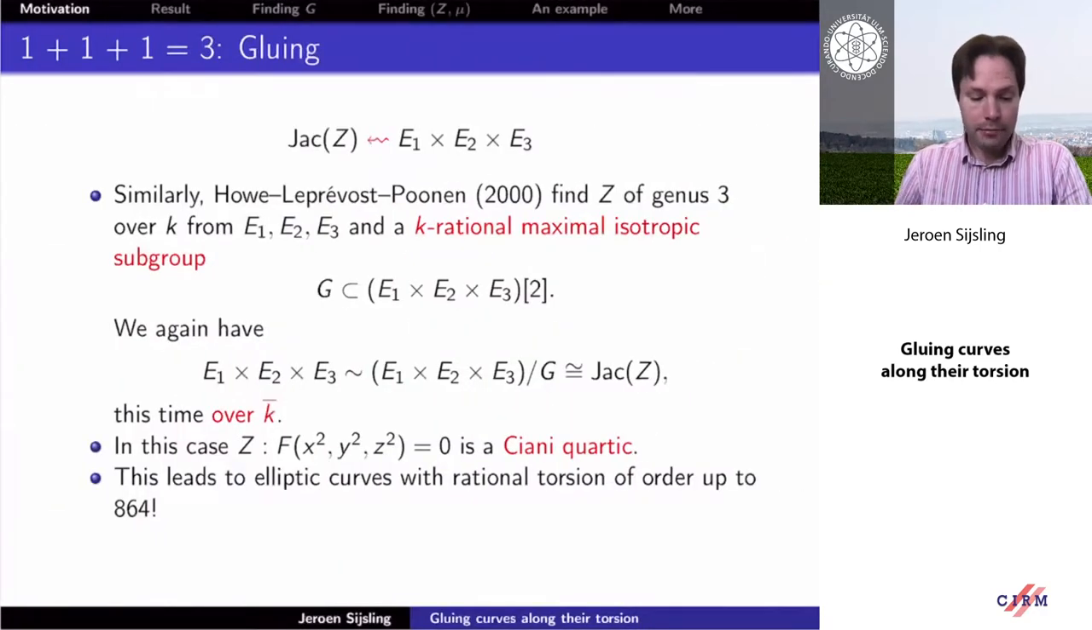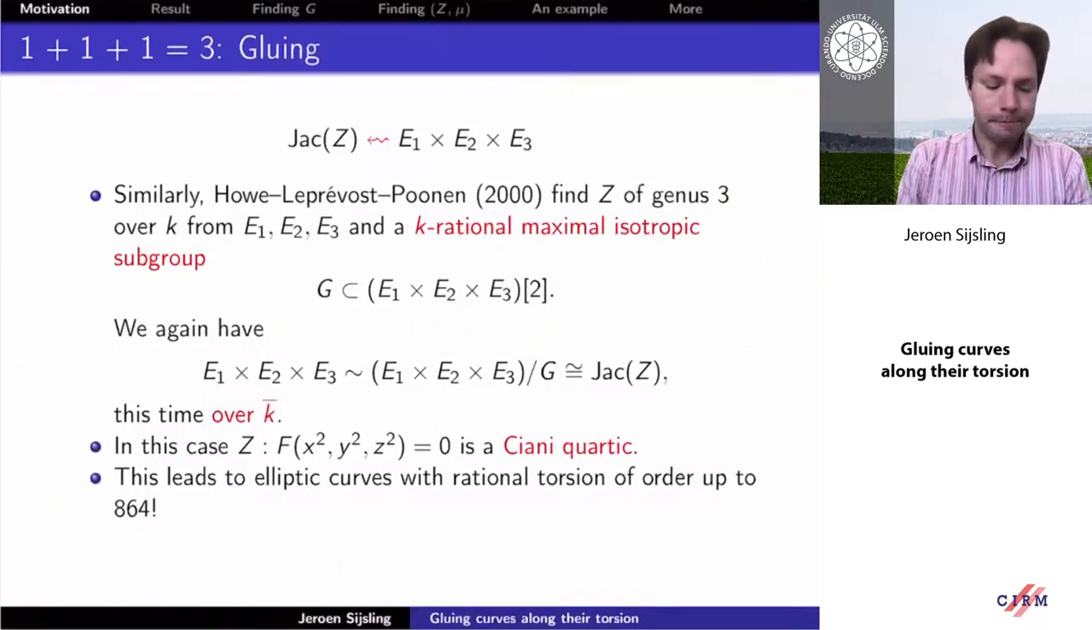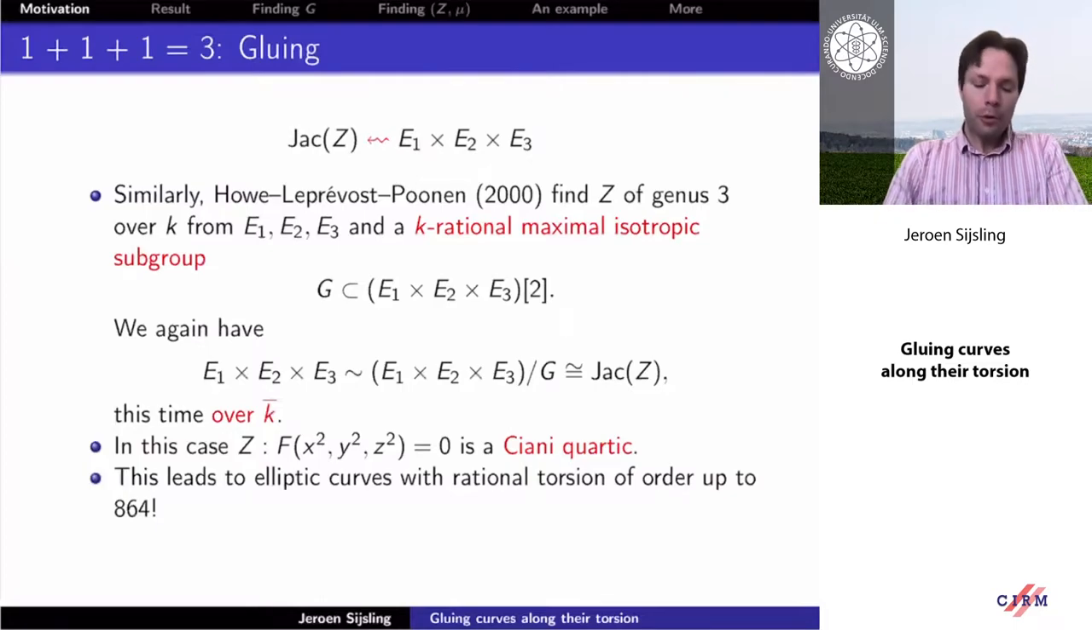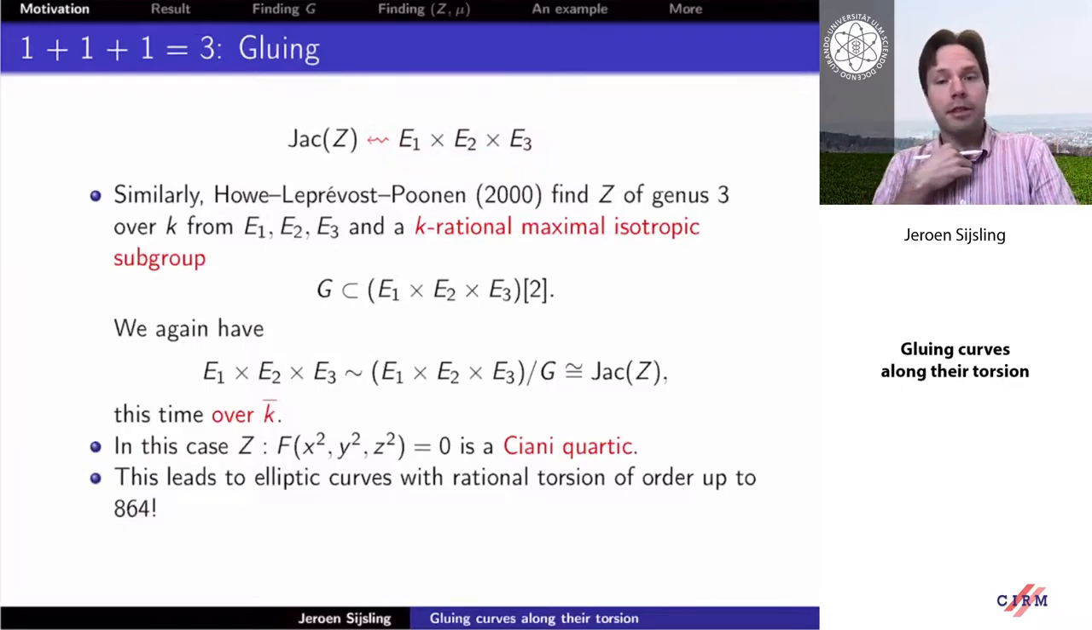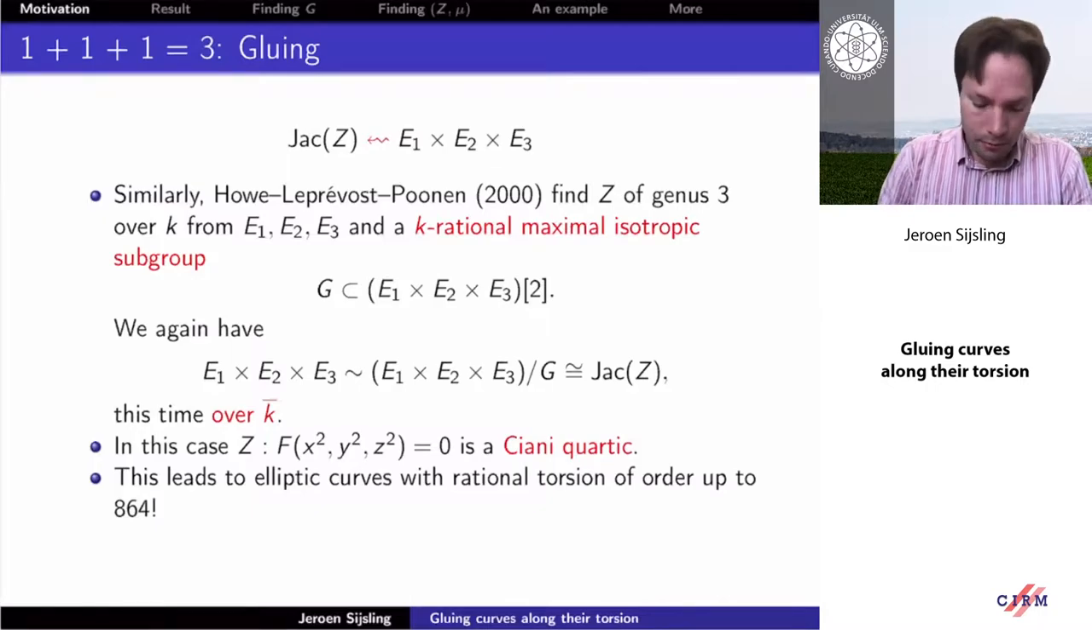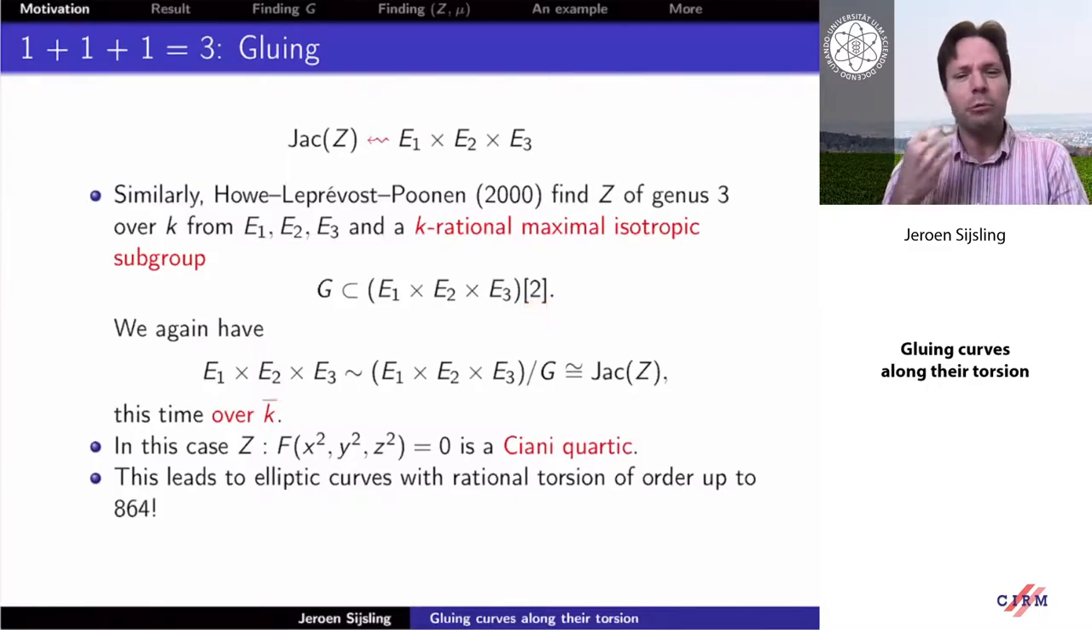Well, you can also ask, what about 1 plus 1 plus 1 is equal to 3? That's also not uninteresting. That is work from 20 years ago by Howe, Leprévot, and Poonen. They start with 3 elliptic curves, and they find the corresponding genus 3 curve. And they do a similar thing. They look at the 2 torsion, as will we, in fact, today.